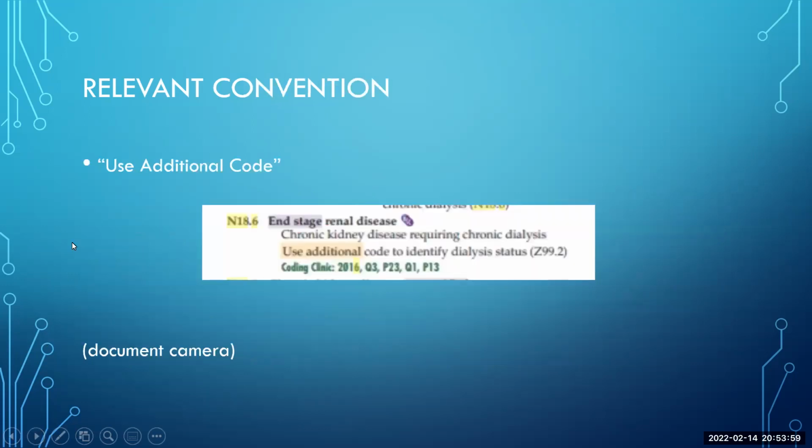The other issue that is important to note for this particular circumstance is understanding the conventions. Make sure you understand how to use the use additional code convention. This is directing us to use another code, okay? So that's gonna be very important whenever you are coding CKD or ESRD, okay? Let's switch over to the document camera and we'll try this out. If you wanna pause the video now and try to find it yourself, this would be a great time. And then you can join us as we look it up together.